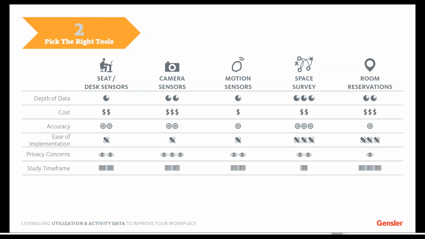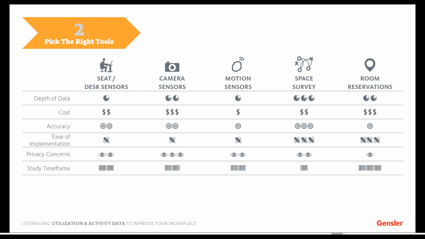A quick story here: at Gensler, we were testing out some camera sensors. And when we were looking at the actual data, we found that one room was utilized 100% of the time, and we took a step back and said, well, that seems really odd. So we should probably look into that a little bit. And what we found was that this particular camera sensor couldn't distinguish between a real person or a body in the room as opposed to a Christmas tree. And so the Christmas tree was being picked up as a person, which is kind of funny when you look back at it.